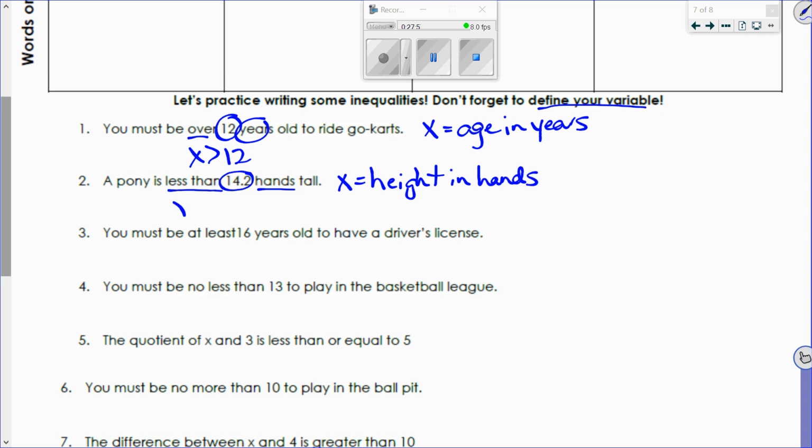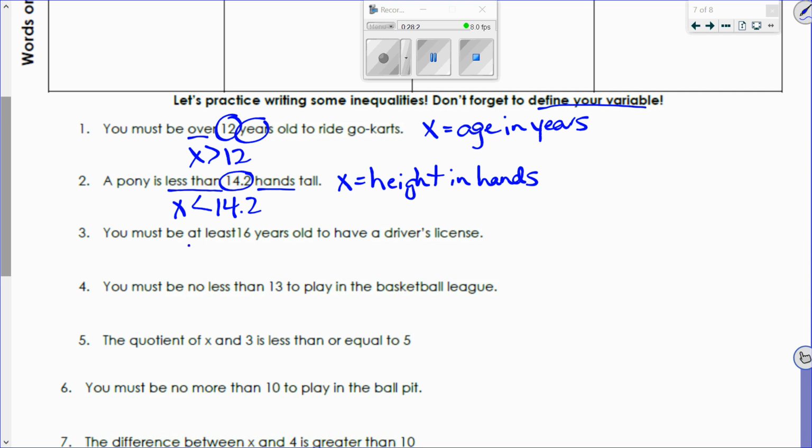Okay? So I put my variable and my number, and then I find out what makes it correct. If I put 14 and 2/10, is 14 and 2/10 less than 14 and 2/10? No. Is 10 less than 14 and 2/10? Yes. So I need it to be a less than symbol.